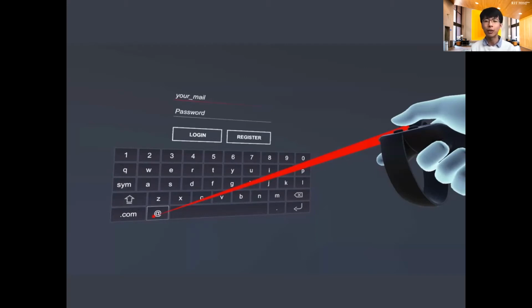After long-term use, this posture can cause arm muscle fatigue, possibly reducing text input performance and user experience. Also, this interaction would be challenging for users who cannot keep their arms in mid-air for a long time.